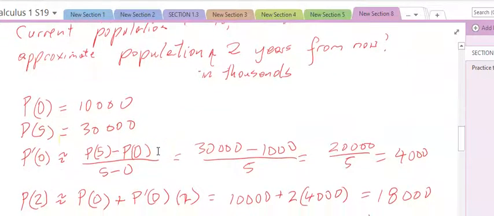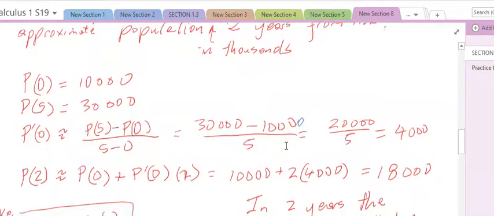So the p prime of 0 would be approximately p of 5 minus p of 0 over 5 minus 0. That would be 30,000 minus 10,000 over 5. So that's going to be 20,000 over 5. That's going to be 4,000.